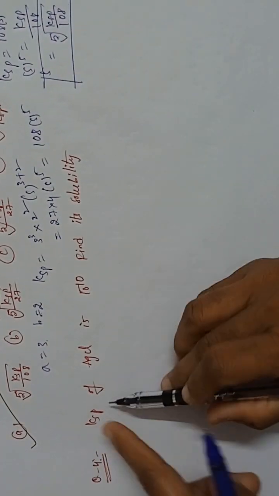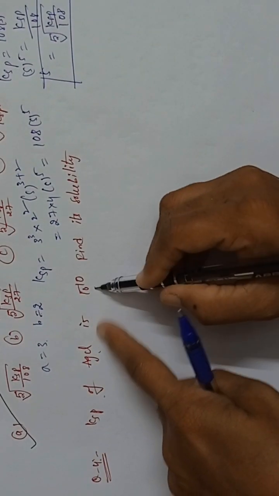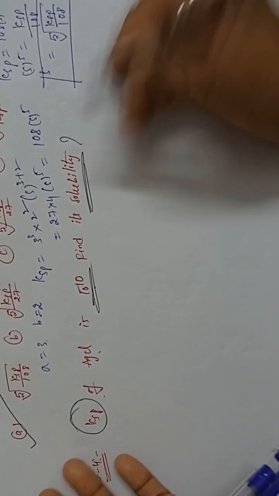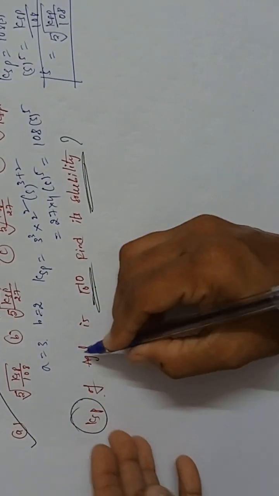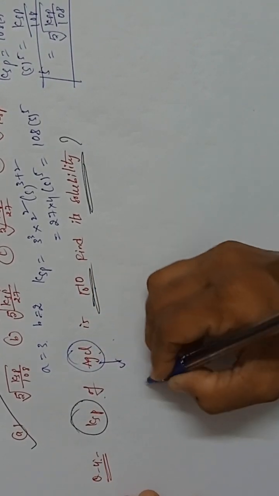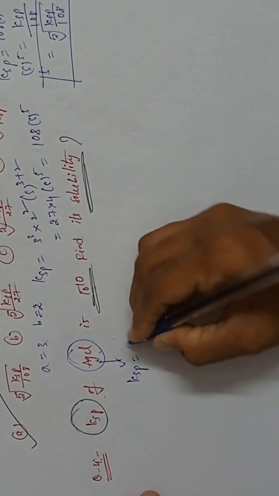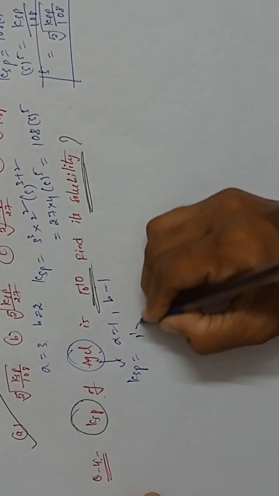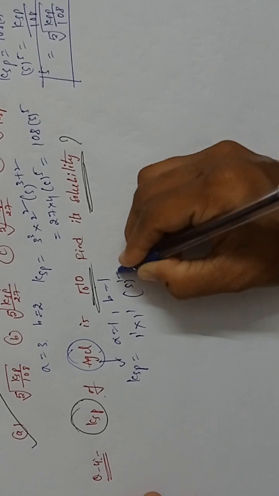Now see another problem. KSP of silver chloride is 10 power minus 10. So the KSP value is given, solubility we should find. Now for the given salt, you have to calculate by using the trick number 1 formula. For AgCl, the solubility product constant: A is equal to 1, B is equal to 1. A power A, 1 power 1, B power B, into S to the power of A plus B.